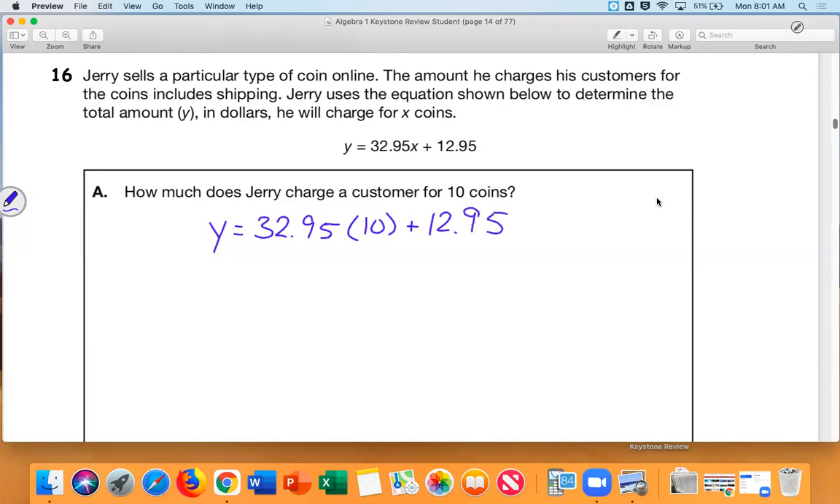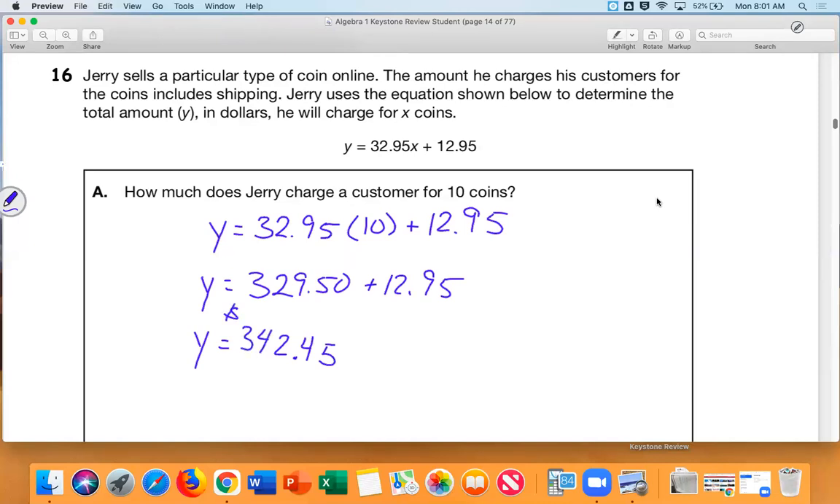So my total cost is going to be Y, right? So I have Y equals $329.50 plus $12.95. Add those two together, and I have my total cost is 5, 14, carry my 1, could be 11, 12, carry my 1, could be 3, 4. I got $342.45. Is that what you guys got? So that's how much it costs for 10 coins.